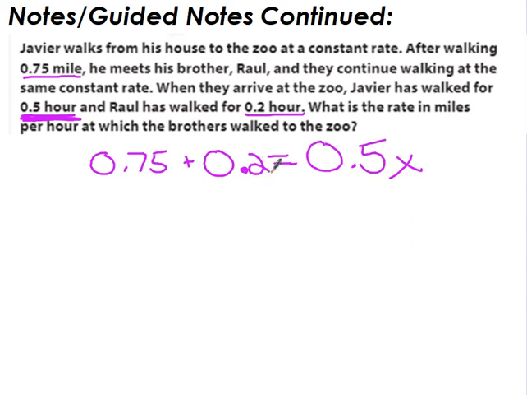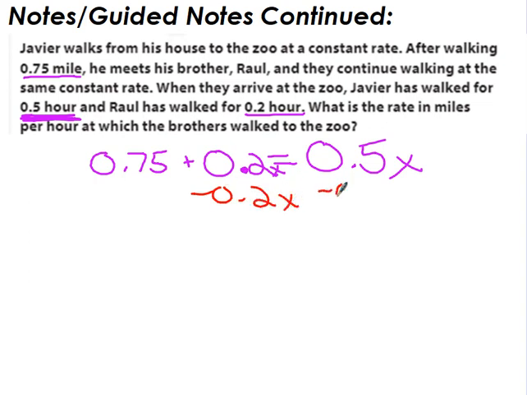Well, Raul walked for the 0.2 hours at a certain rate, but we also got to account for that extra 0.75 miles that he didn't walk, that Javier walked. So this is going to be equal to this because Javier already walked this 0.75 miles, and then he walked this with his brother. So that's why this one was a little bit tricky. This one was a little bit different. It took me a second looking at it. But there's our equation. That's the main thing I want to get from this right now. And then now we can solve.